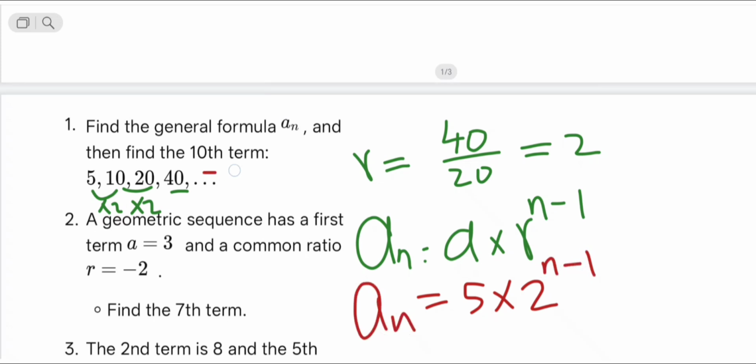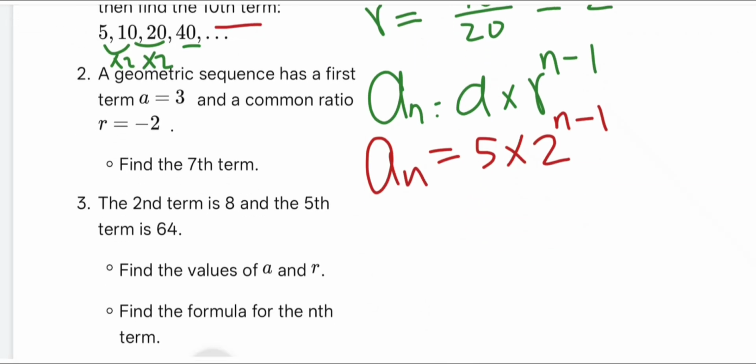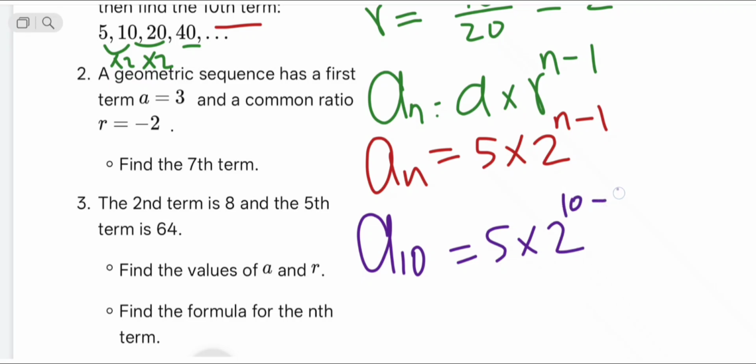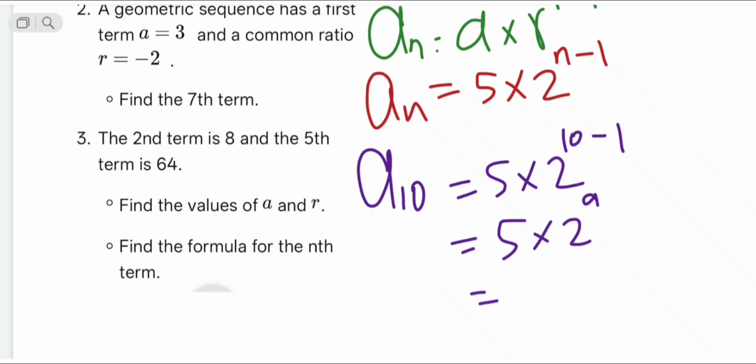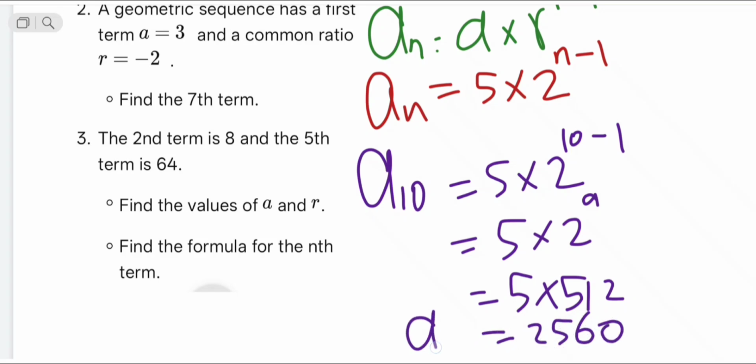So if you have the general formula, find the 10th term. It means we will replace n by 10. A 10 is 5 times 2 power 10 minus 1, since n is 10. So 5 times 2 power 9. Using a calculator we can find 2 power 9, which is equal to 512. 5 times 512 is equal to 2560. So this is the 10th term. I hope you understand, it is clear.